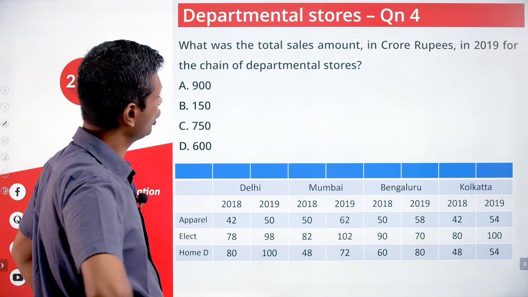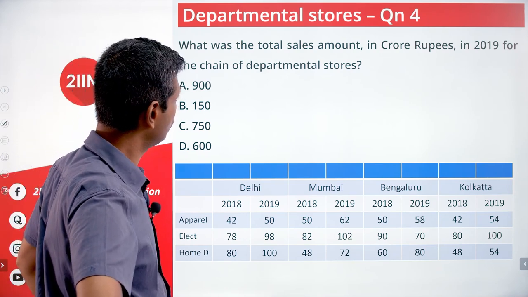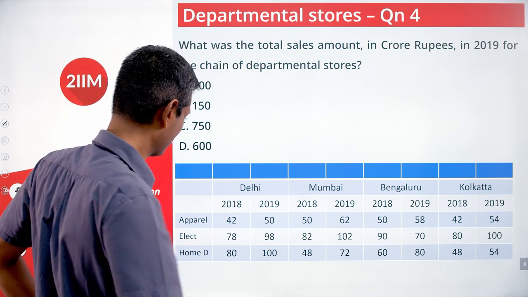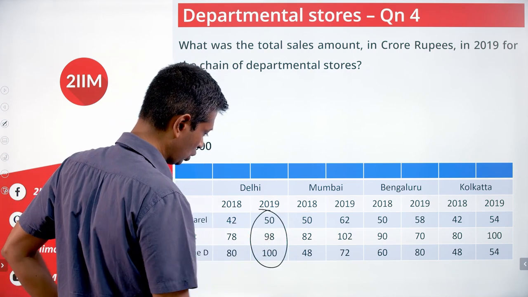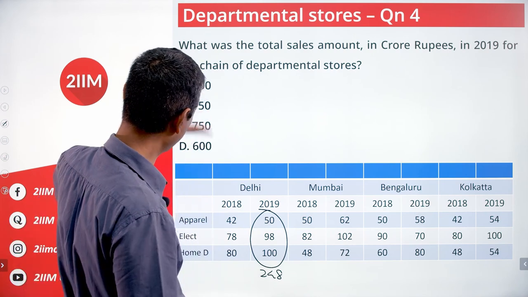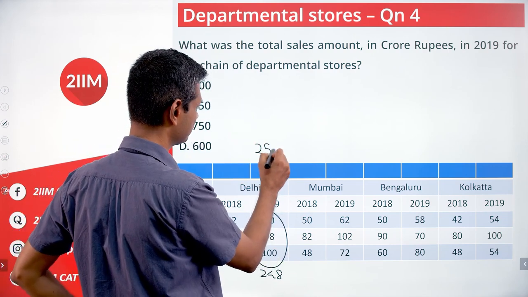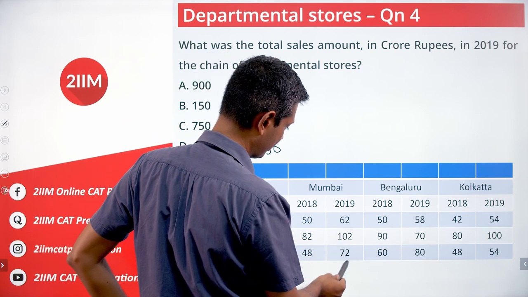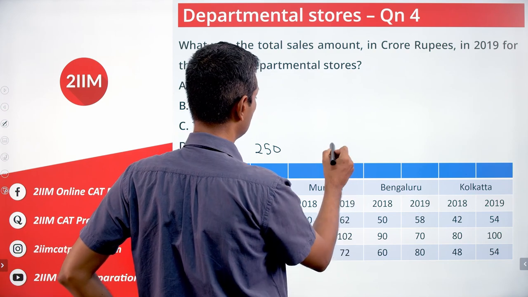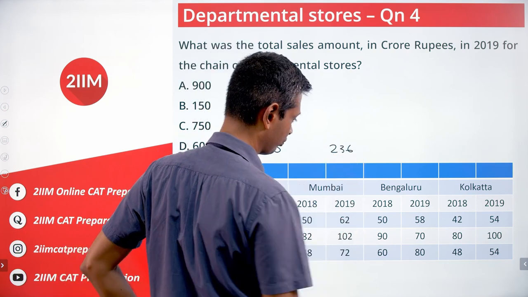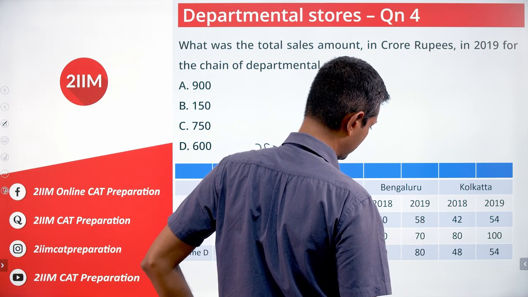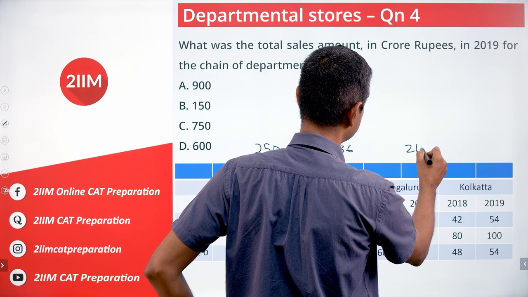What are the total sales amount in crore rupees in 2019 for the chain of departmental stores? 2019, so I'm going to add this. 150, 250, 248, close to 250. The choices are far apart, so I can think of this as even 250. 62, 72, 102. 60 plus 70 is 130 plus 100, 230, 236. 3 2s. 70, 80, 150, 150, 210.